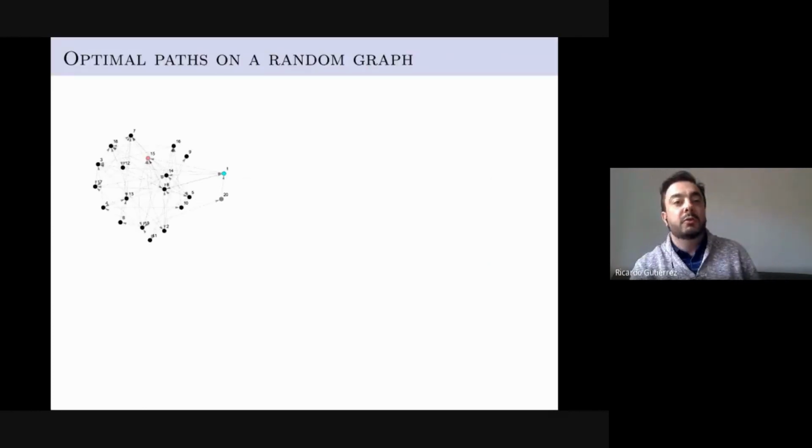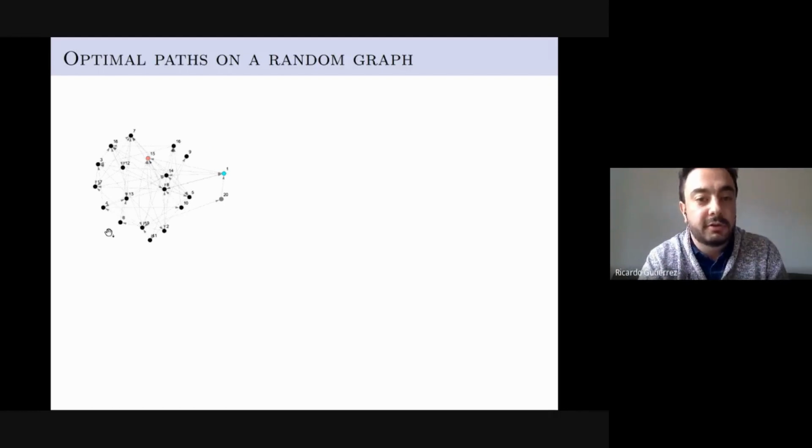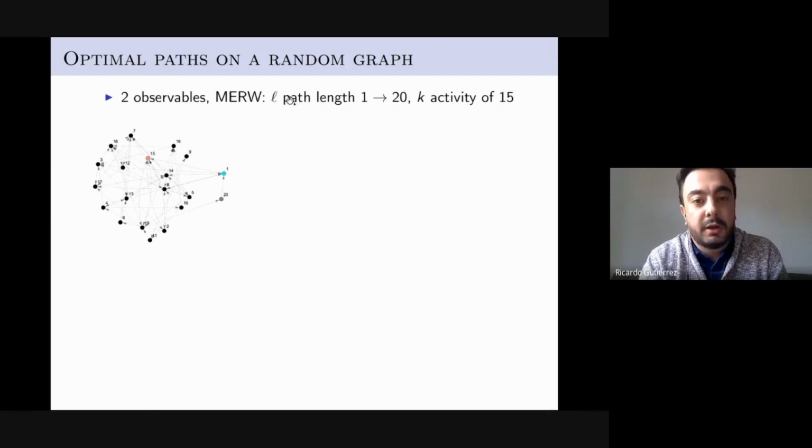So here the idea is to present some results where you can actually see that everything makes sense. So we consider optimal paths on a random graph, and the random graph has this form in this example, and we consider two observables. On the one hand, we have the maximal entropy random walk that I mentioned before. This is the dynamics, and one observable is the path length, the length of a trajectory that starts from node 1 and reaches node 20.